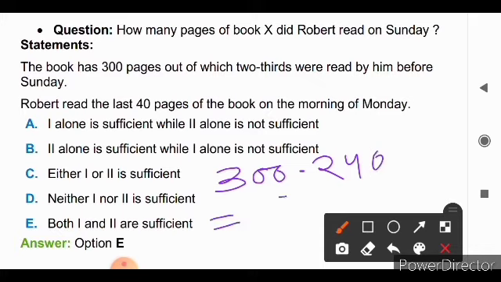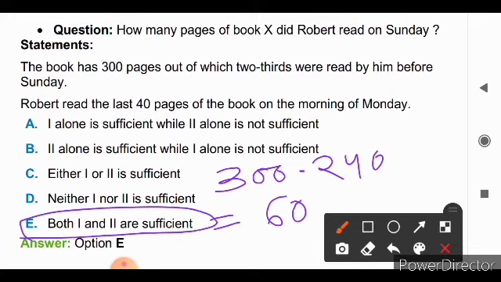So remaining pages is 60. So Robert read 60 pages on Sunday. So we can say with both statement 1 and 2 we can get the answer. So answer is both 1 and 2 are sufficient to answer the question.